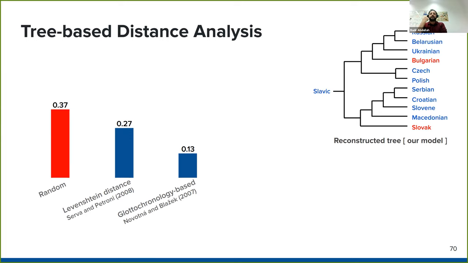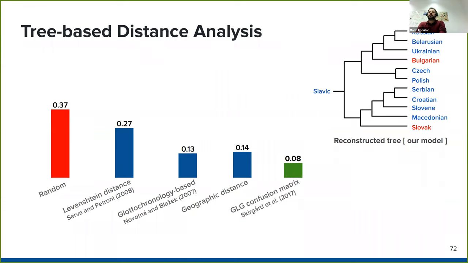And it's not that high, but in another classical lexicostatistical grouping of the Slavic languages, the distance is more similar to that. It's also not far from the geographic distance, but it turned out that the best factor that is reflected in this tree is the confusion matrix of the Slavic languages in the Great Language Game.